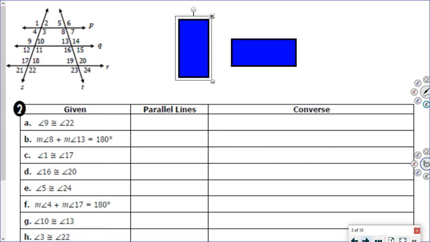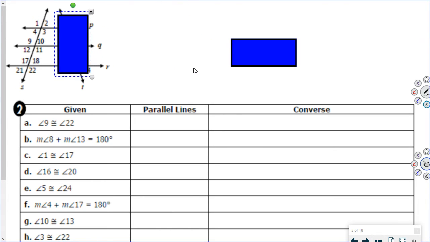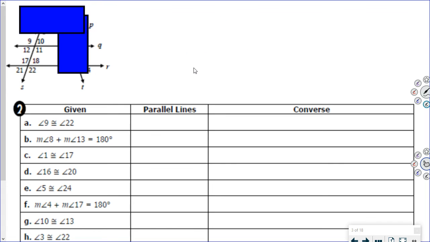So for example, for part A, we're looking at angle 9 and 22. I can cover up the right and I can cover up the top. And now I can look at this picture, and 9 and 22 are on the outside of those lines I see, and they're on opposite sides of the transversal. So by the alternate exterior angle converse, we could say, and again, the two lines that we see in full are Q and R.